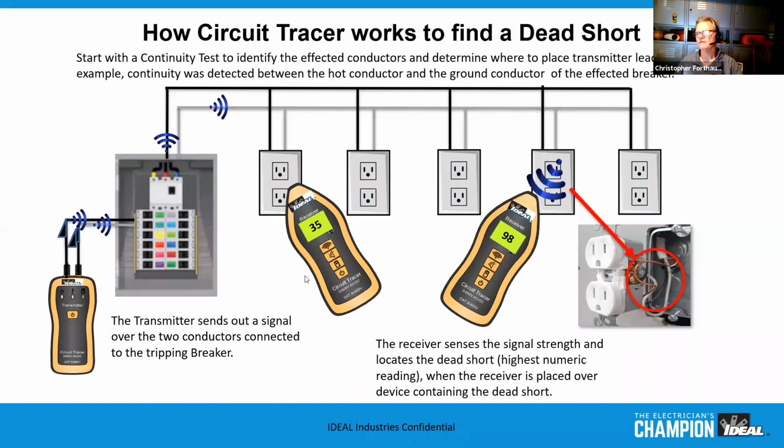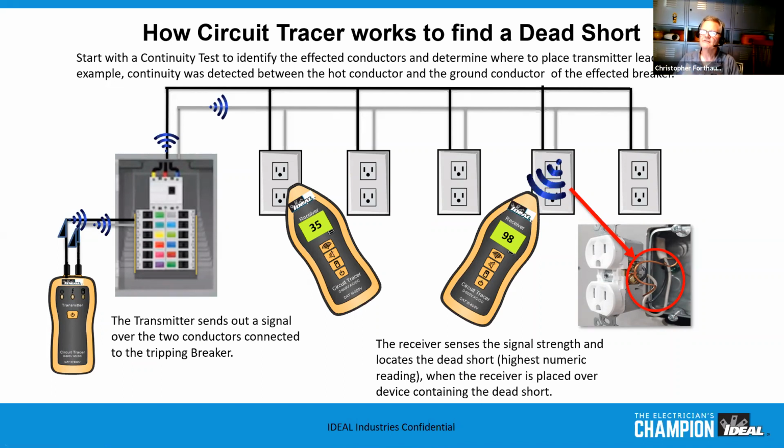In this particular case, we've got a breaker that's tripping. It's because we've got a dead short that's been caused by a ground wire touching the hot lugs. We've got a hot to ground short. So we've done our continuity check and verified we've got continuity between the hot and the neutral, and basically clamped the transmitter on, turned it on, and run the signal through the conductors. And if you remember, when it comes together, that's where you get that hottest signal. You scan all these outlets, and when you get to this one, that's where you're going to get the highest reading, because that's where the receiver is sensing it.